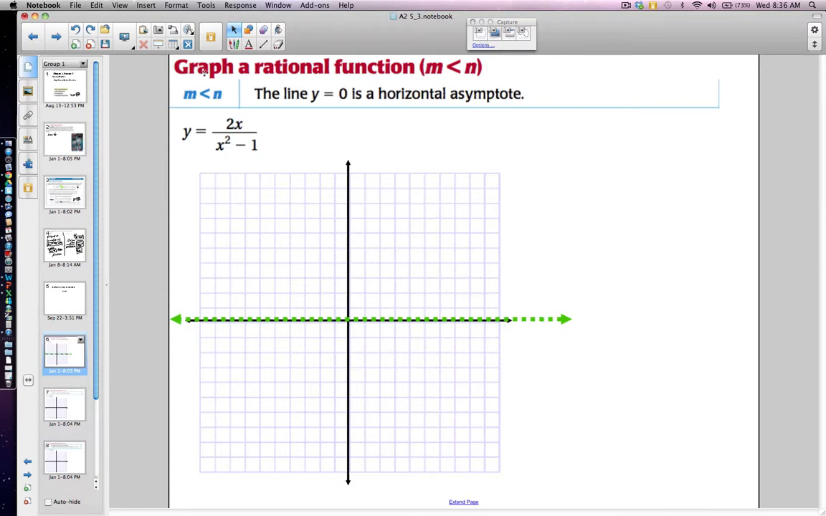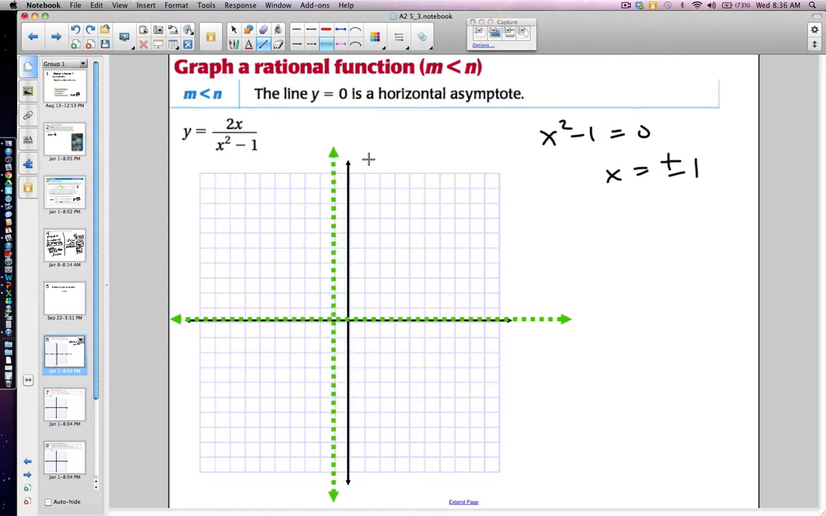I want to find my vertical asymptote, so I have the same denominator that I had before, so I know that when I set this to be equal to 0, x will be equal to plus or minus 1. So if I want to go ahead and put those in at positive 1 and negative 1, now I've put in the asymptotes.